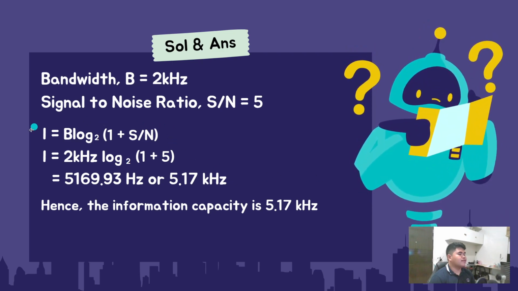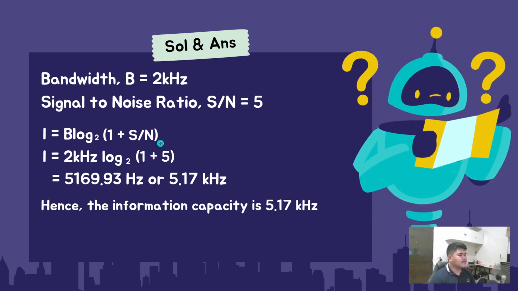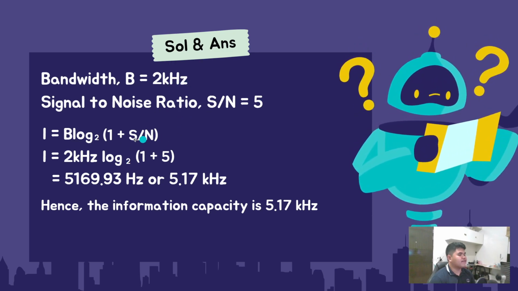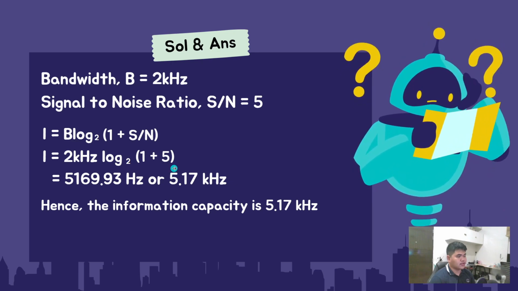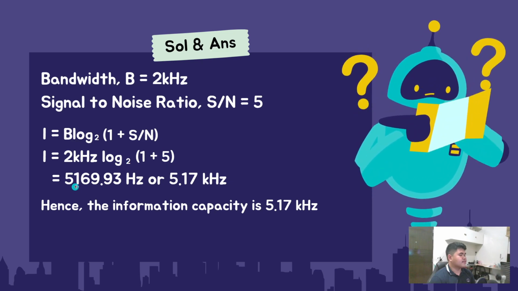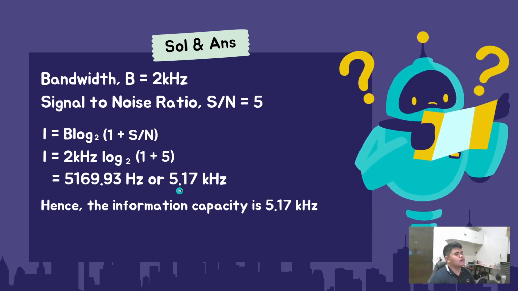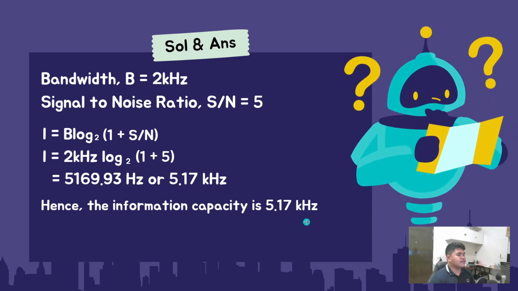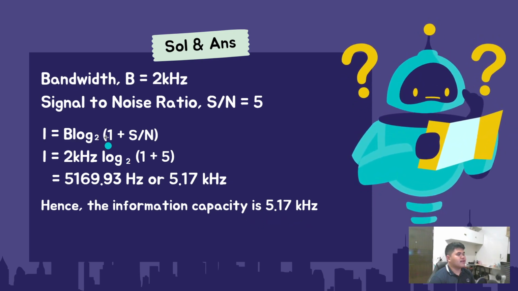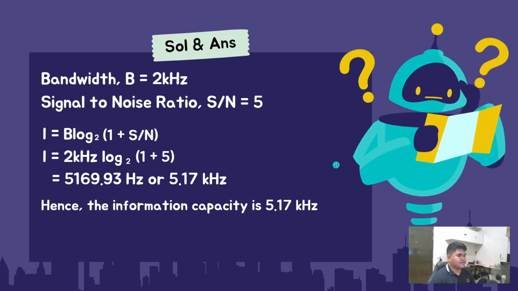To start solving, we first have to use the formula, which is I equals B log 2 of 1 plus S over N. We then plug in the values, which is 2 kilohertz for B and 5 for S over N, which is the signal to noise ratio. Now we solve for I. After solving, we get 5,169.93 Hz or 5.17 kilohertz. Hence, we can conclude that the information capacity with the given bandwidth and signal to noise ratio is 5.17 kilohertz.